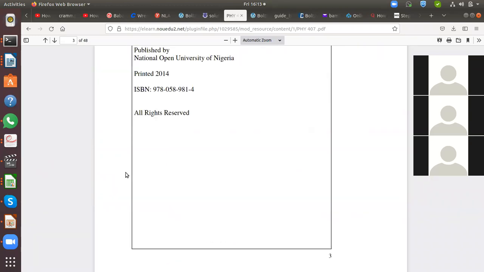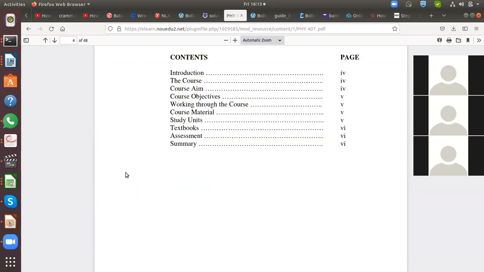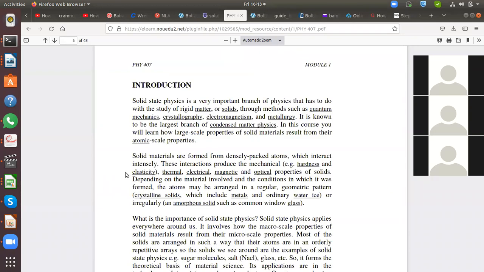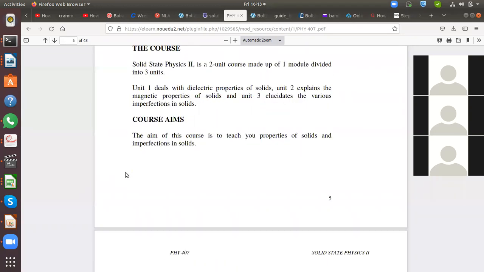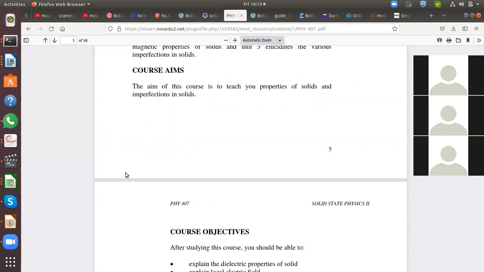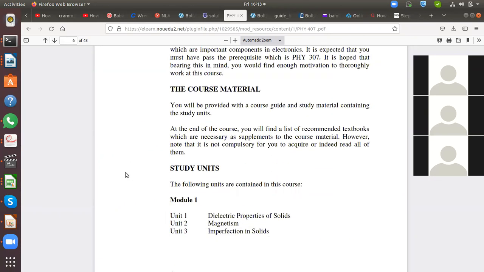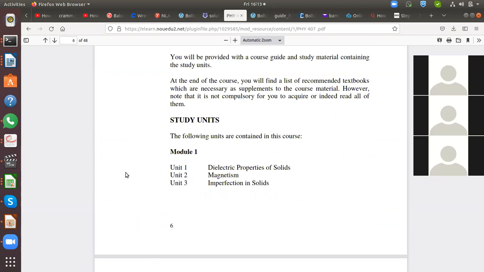So this is the course material. Let me go down a bit. So you can see here the study unit. It has just one module and 3 units. The first unit has to do with dielectric properties of solid, while the second one has to do with magnetism, and the last one has to do with imperfection in solid.